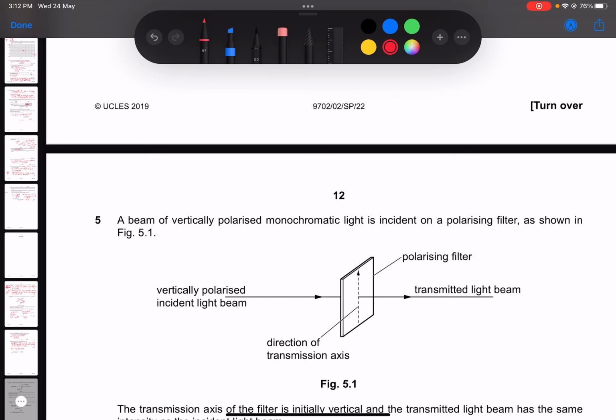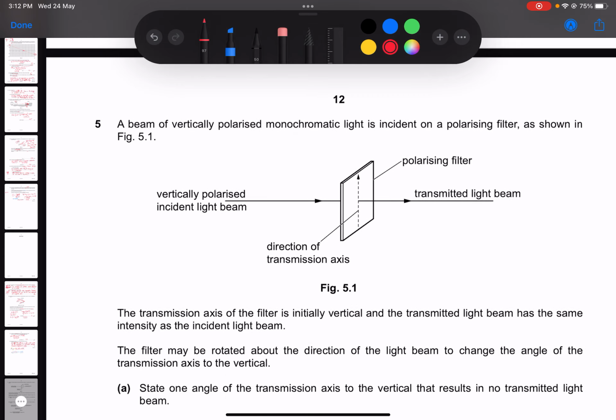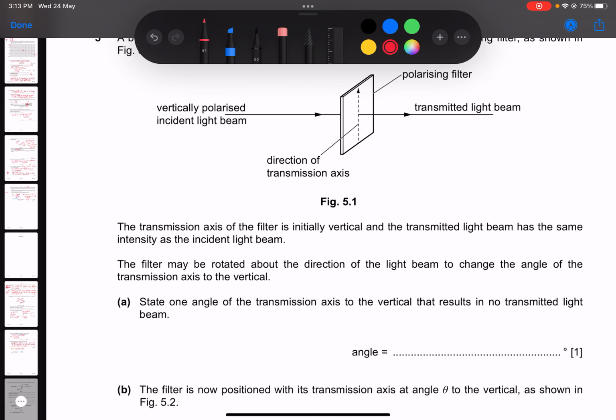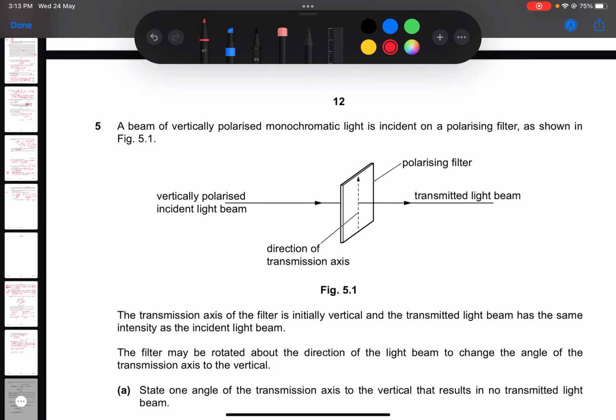Now we are on question number 5. Again, waves. Okay, no problem. A beam of vertically polarized monochromatic light is incident on a polarizing filter as shown in figure 5.1. The transmission axis of the filter is initially vertical and the transmitted light beam has the same intensity as the incident light beam. The filter may be rotated about the direction of the light beam to change the angle of the transmission axis to the vertical. State one angle of the transmission. So before going to the question, what is this? Polarized monochromatic light. Monochromatic means same frequency, same type of light.